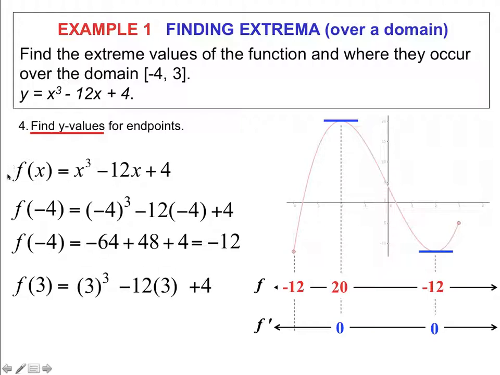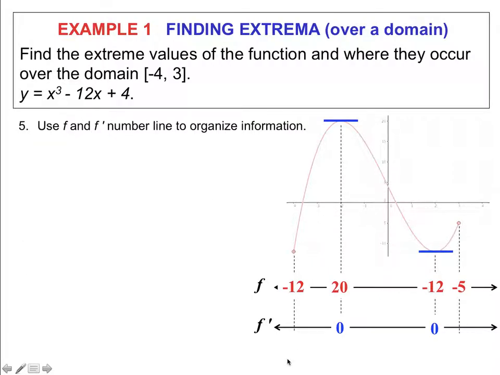Remember, we're plugging all this into the function. We're finding function values. And so that is going to be negative 5. So I'm going to put that on the number line. And so now I've got all of my y values. So now I can scan this, and I can see what the biggest of the big are and what the littlest of the little are.